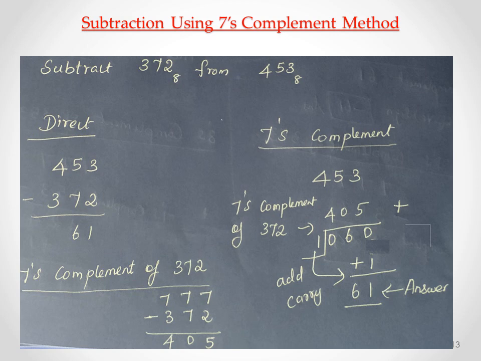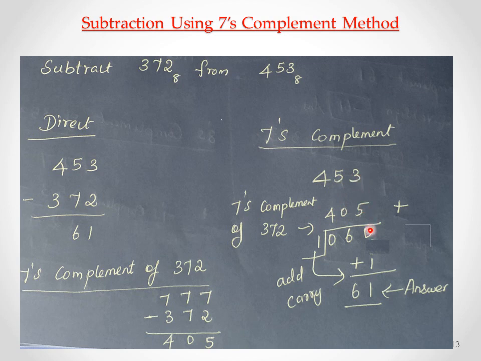Subtract 372 from 453 using 7's complement method. This is the direct method, and the answer is 61. Now let's do it with the 7's complement method. First we have to take the 7's complement of the subtrahend. The subtrahend is 372, so 777 minus 372. I am getting the answer 405. Now I am adding this 405 with the minuend 453.